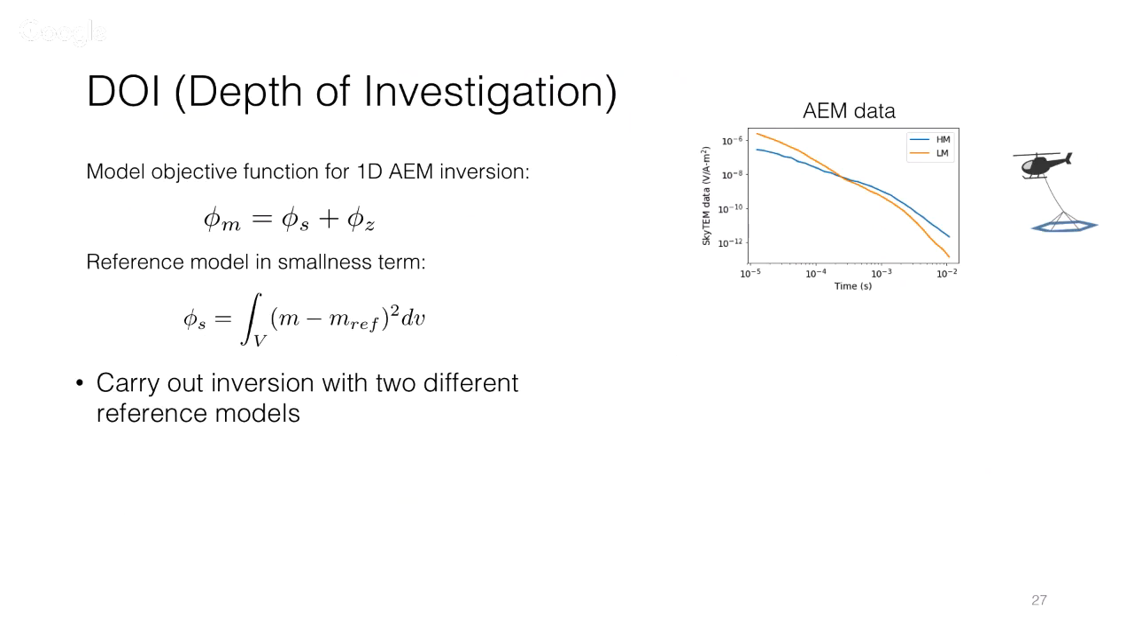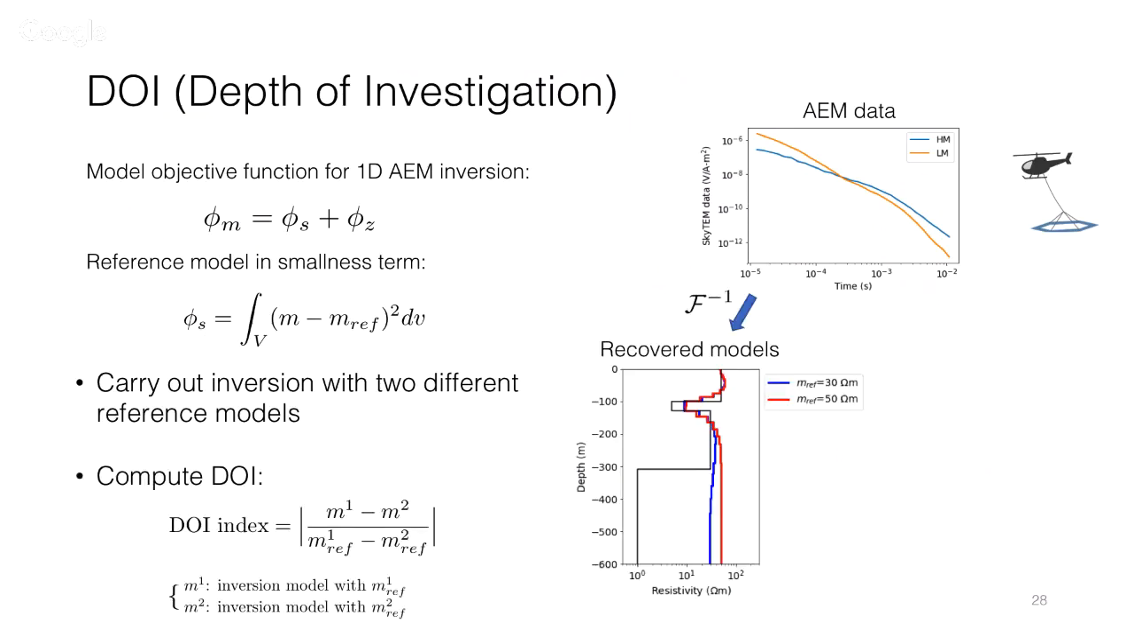And again, we've got tools to do that, because we had our model objective function look like smallness plus a vertical parameter, and our smallness is given by this. So what we want to do is carry out two inversions, but that have different reference models. So the idea is the following. Here's a 1D Earth model, and if I use a reference model of 30 ohm meters, I get the blue line. If I use a reference model of 50 ohm meters, I get the red.